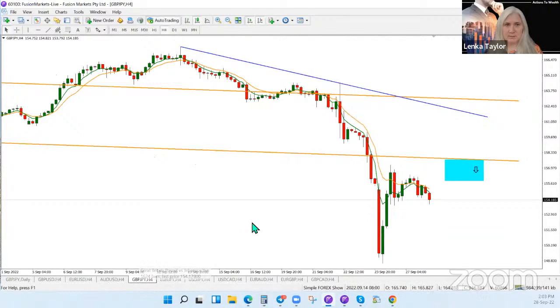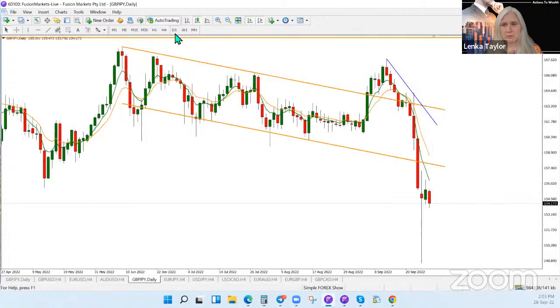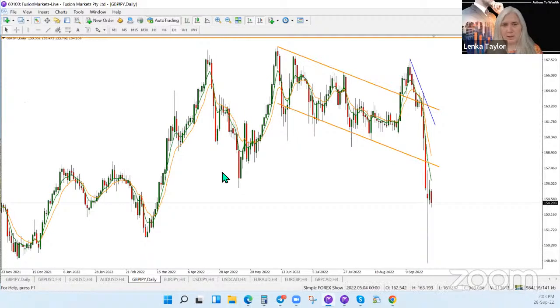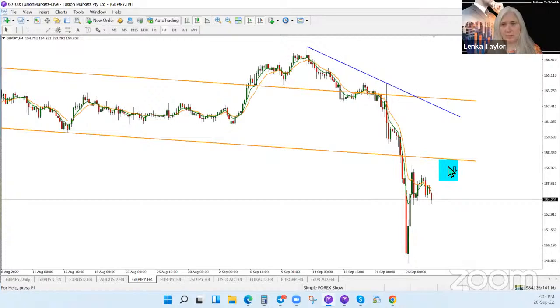The next currency pair I'm looking at is GBPJPY. And here I'm looking for short as well. So we've had a massive pin bar there yesterday at that level. So looking for the price to go to the bottom of that channel and to see if there's a reversal at that point. Otherwise, to the top of the channel or to the trend line.